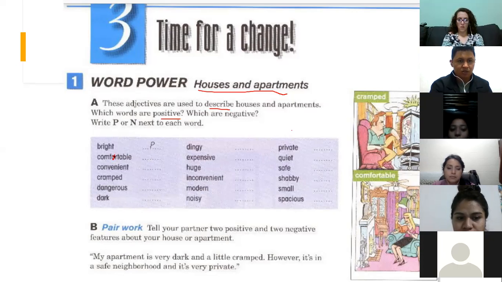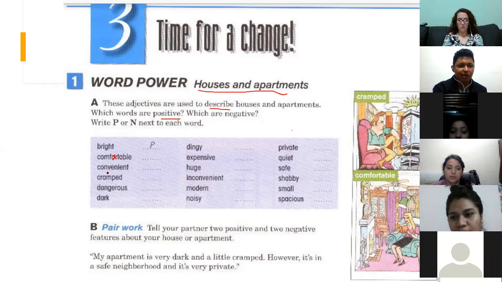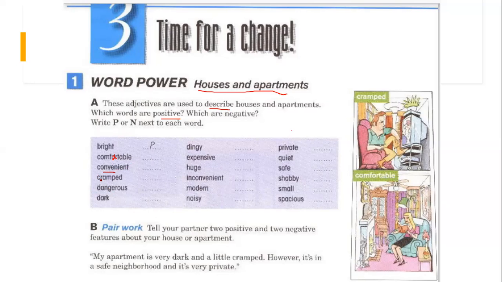The next one, you have to erase this O. You say comfortable. If you say comfortable, yeah, it's okay, but I would say it's better to say comfortable, all right? Next one, convenient. That's what you say. Convenient. Okay. Next one, cramped.